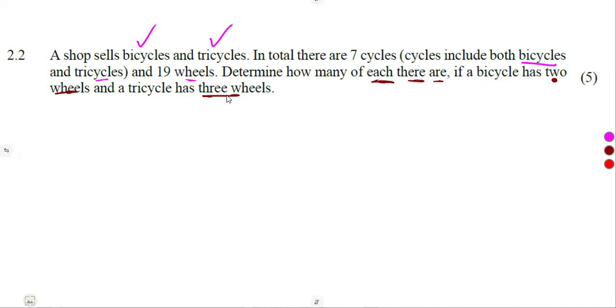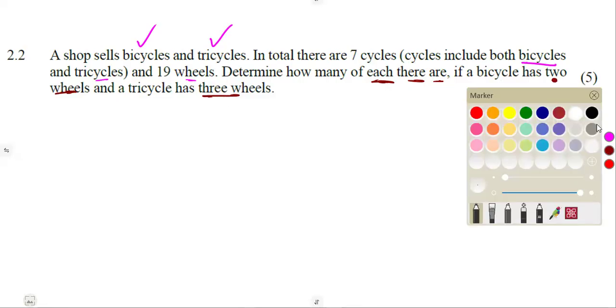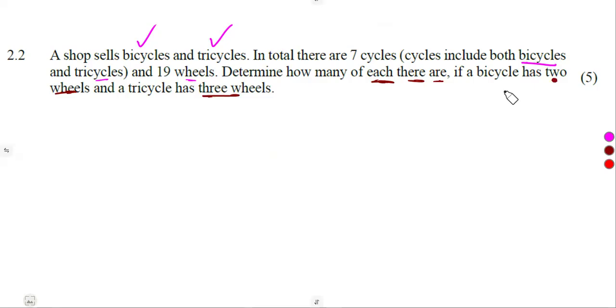We are to form equations depending on how many. All right, so let's start with the 2 things that are measuring our question, and this is the one that we need to find at the end. How many of each are there? Talking of the bicycles and tricycles.